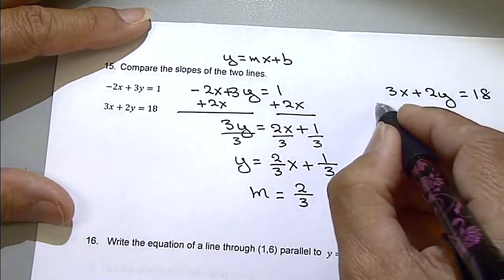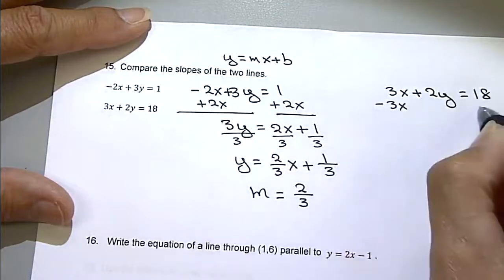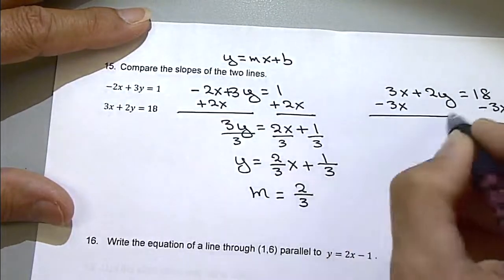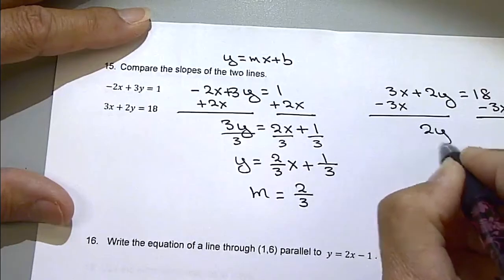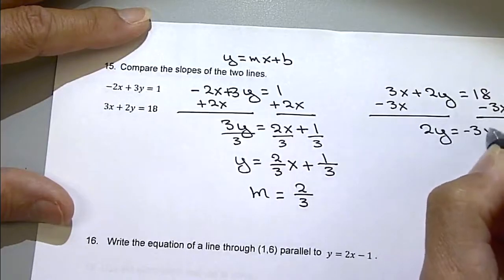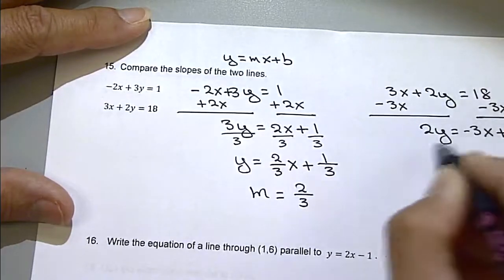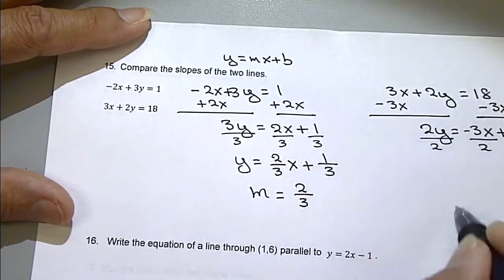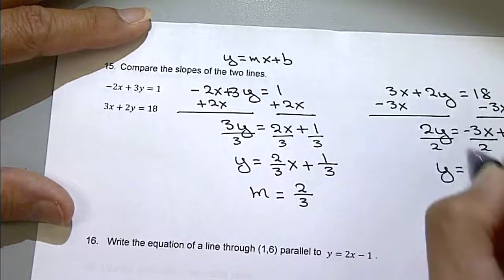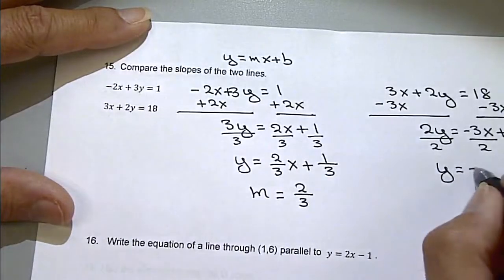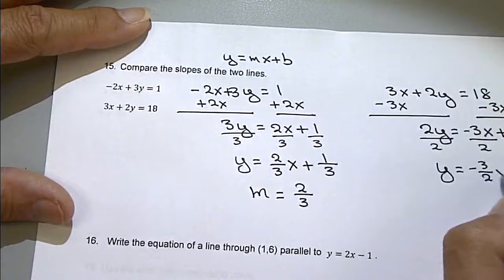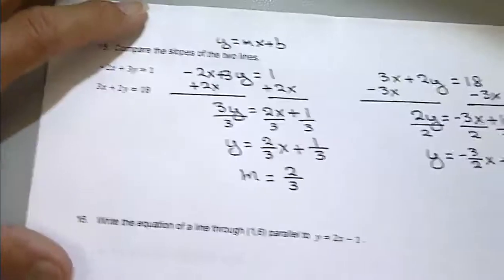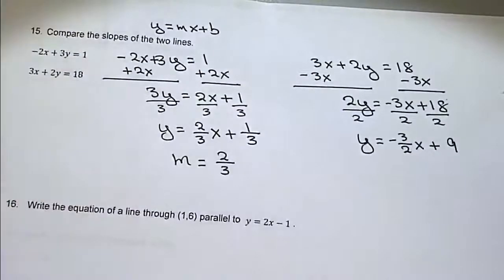Okay, I need to get rid of 3x, so I'll have to subtract 3x from both sides of this. So I'll have 2y is equal to negative 3x plus 18. I'll divide everything by the coefficient of y. So I've got y is equal to negative 3/2 x plus, well, I can do that one. 18 divided by 2 is 9. That makes it a little easier, right?